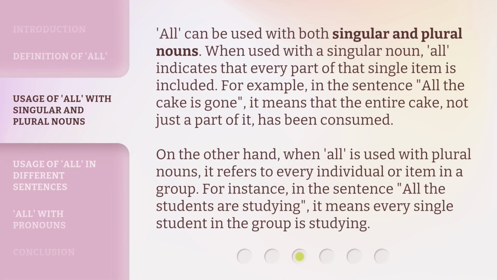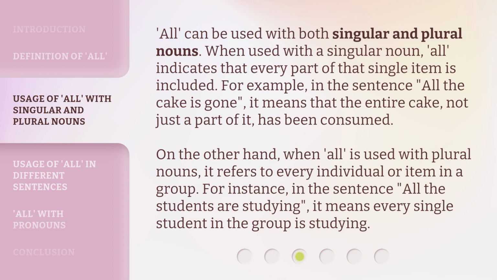All can be used with both singular and plural nouns. When used with a singular noun, all indicates that every part of that single item is included. For example, in the sentence, "All the cake is gone," it means that the entire cake, not just a part of it, has been consumed.